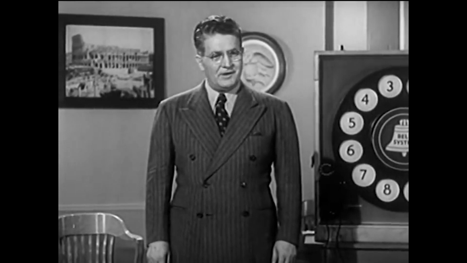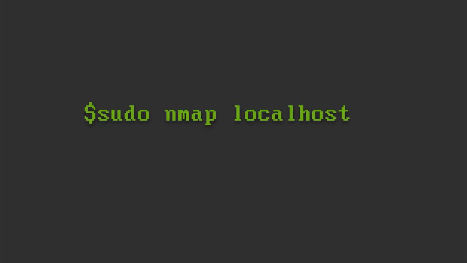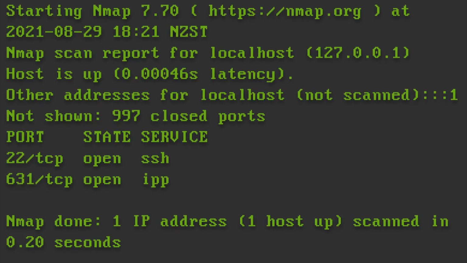The most basic usage of nmap is pretty straightforward. All you need is the IP address of the target server that you want to scan. For example, you can scan your own machine's ports just by typing nmap localhost. You'll probably get a response that looks somewhat like this. Starting nmap at the time it started, and then not shown: 997 closed ports, and then it shows 2 ports on my machine here that are open. Port 22, which is SSH, and port 631, which is the Internet Printing Protocol.